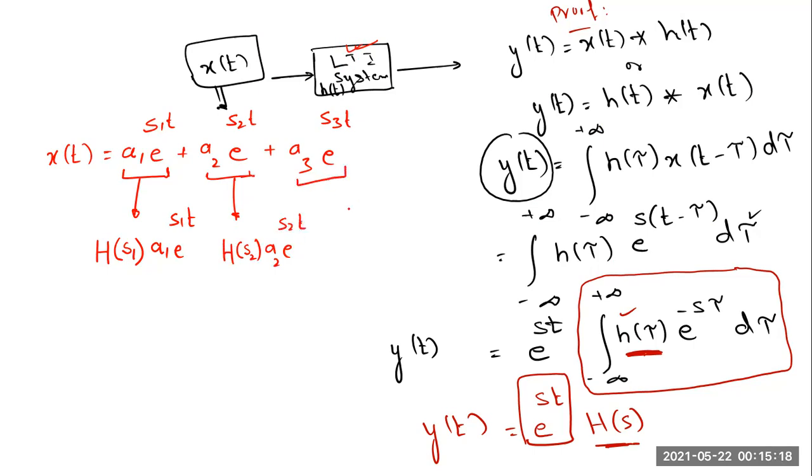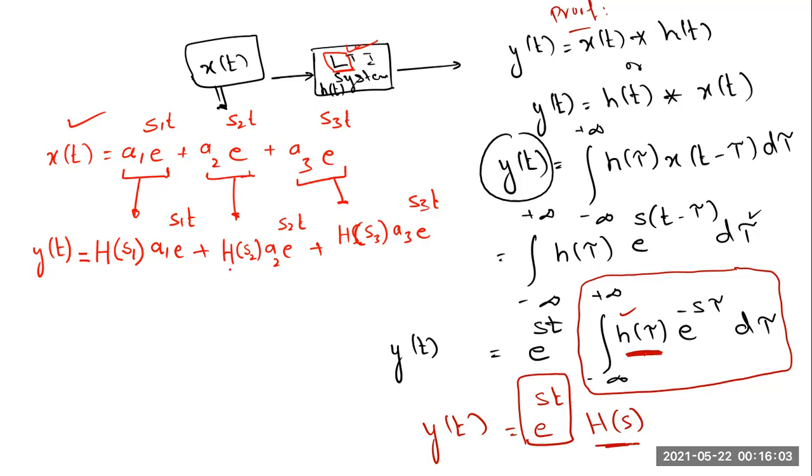And similarly, for this particular input, the output will be H of s3 a3 e to power s3t. Now, the actual input is not only this one or this one, it is the addition of these three. And we know the LTI system is a linear system, so it will obey the principle of superposition. So if the input is the addition of these three, the output will also be the addition of the corresponding responses. So I will say the output y of t will be equal to this term plus this term plus this term.